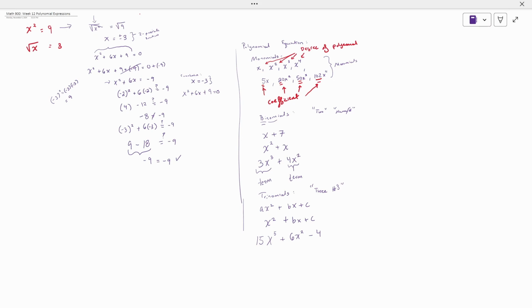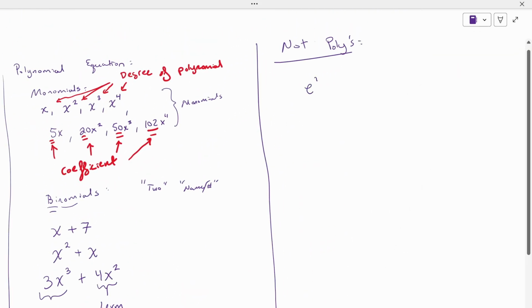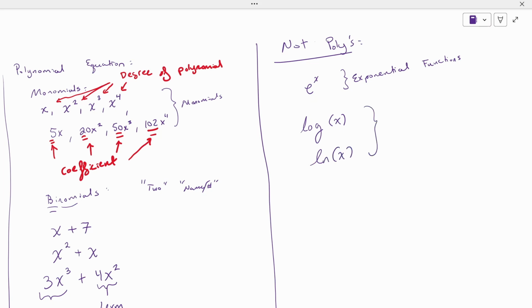Okay, now let's talk about what are not polynomial expressions. Not polynomial expressions would be things like exponential functions, logarithms, natural logarithms, as well as the trigonometric functions.